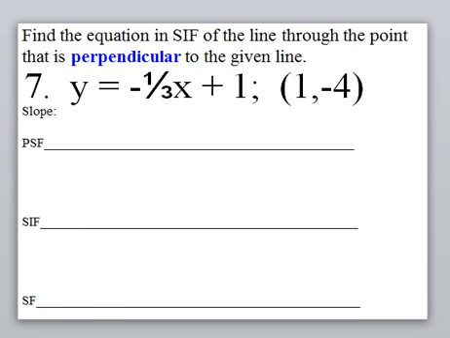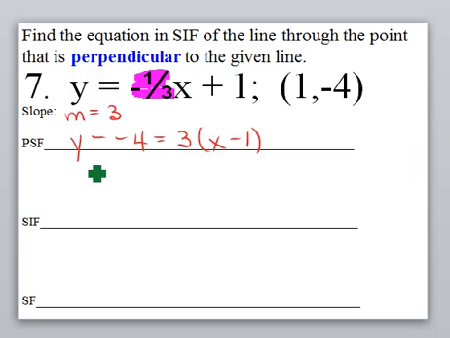In this next example, I can easily find the slope because it's already in y equals form. So the slope of this line would be, or for a line perpendicular, would be m equals 3. The negative reciprocal of negative 1/3 is 3. My point slope form would be y minus my y coordinate equals my slope times x minus my x coordinate. True point slope form would not have that minus minus. It would be y plus 4 equals 3 times x minus 1.